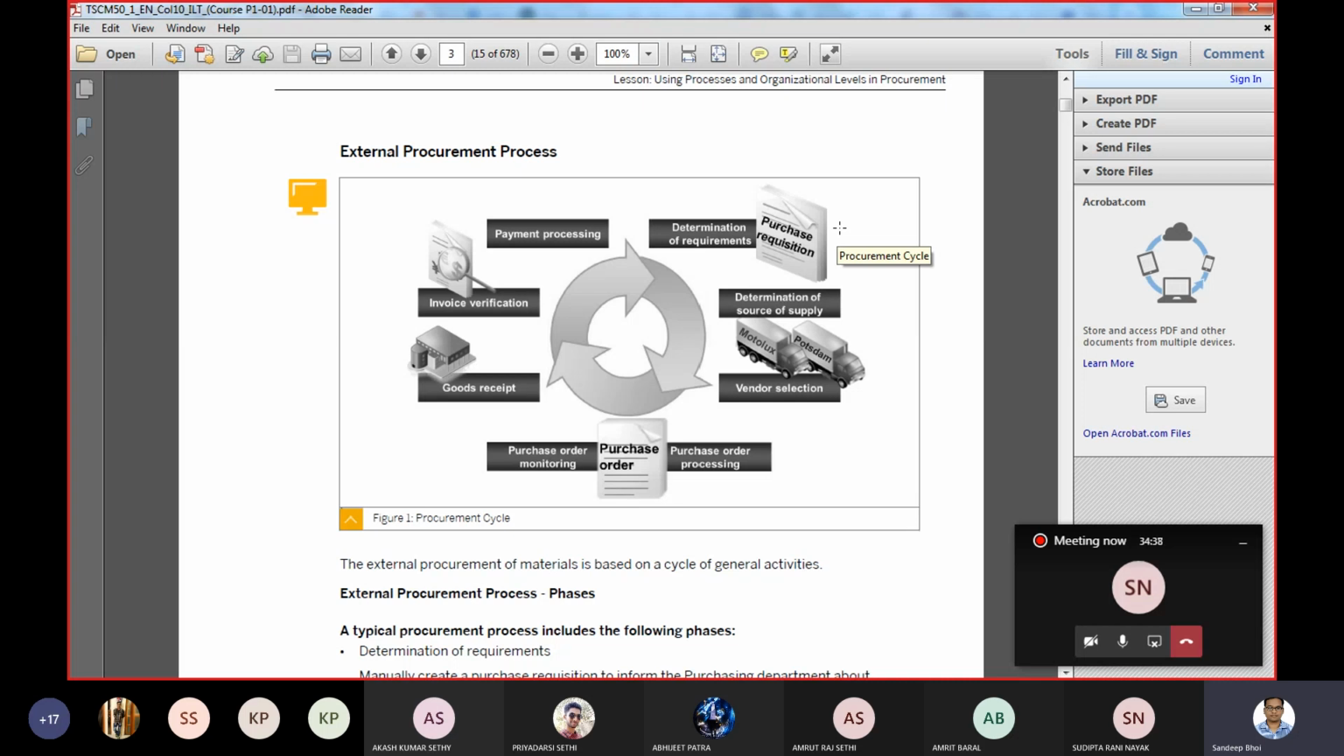Okay, so after the purchase requisition, then what will go, after the requirement has been set? Suppose HAL is producing what? Amrit, are you there? Yes, sir. Sukhoi 30 fighter jet.